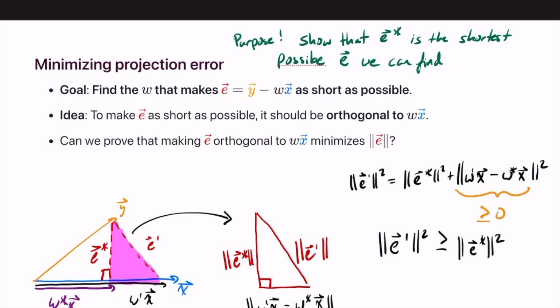So we will say that from this, the vector E star is the shortest possible error vector. This is the shortest error vector we can find.